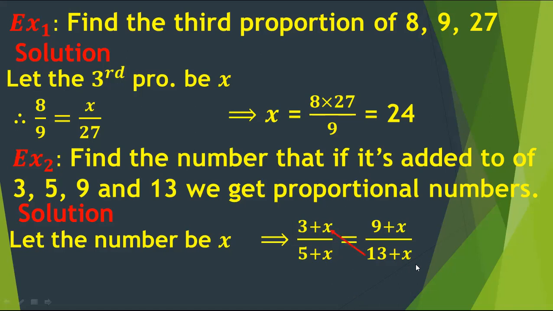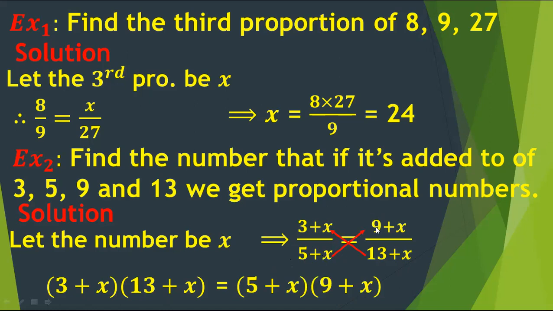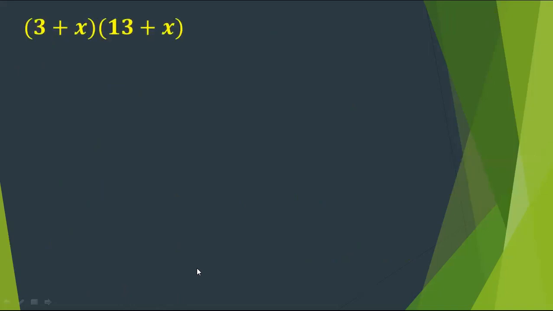So the product of means equals the product of extremes: (3 plus x) times (13 plus x) equals (5 plus x) times (9 plus x). Put each expression in brackets. Here we have a binomial multiplied by a binomial. It will be first times first, second times second, extremes and means. Also we can say 3 times 13 plus 3 times x plus x times 13 plus x times x, as you like.